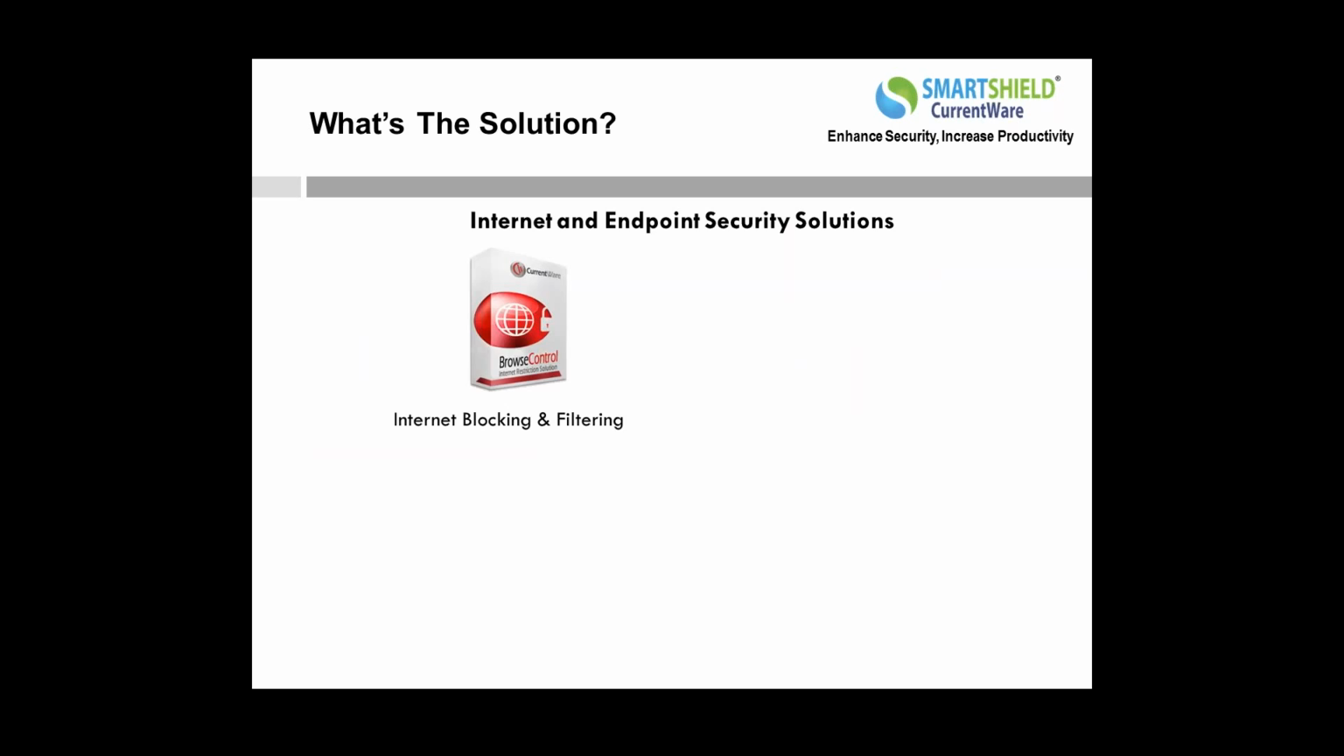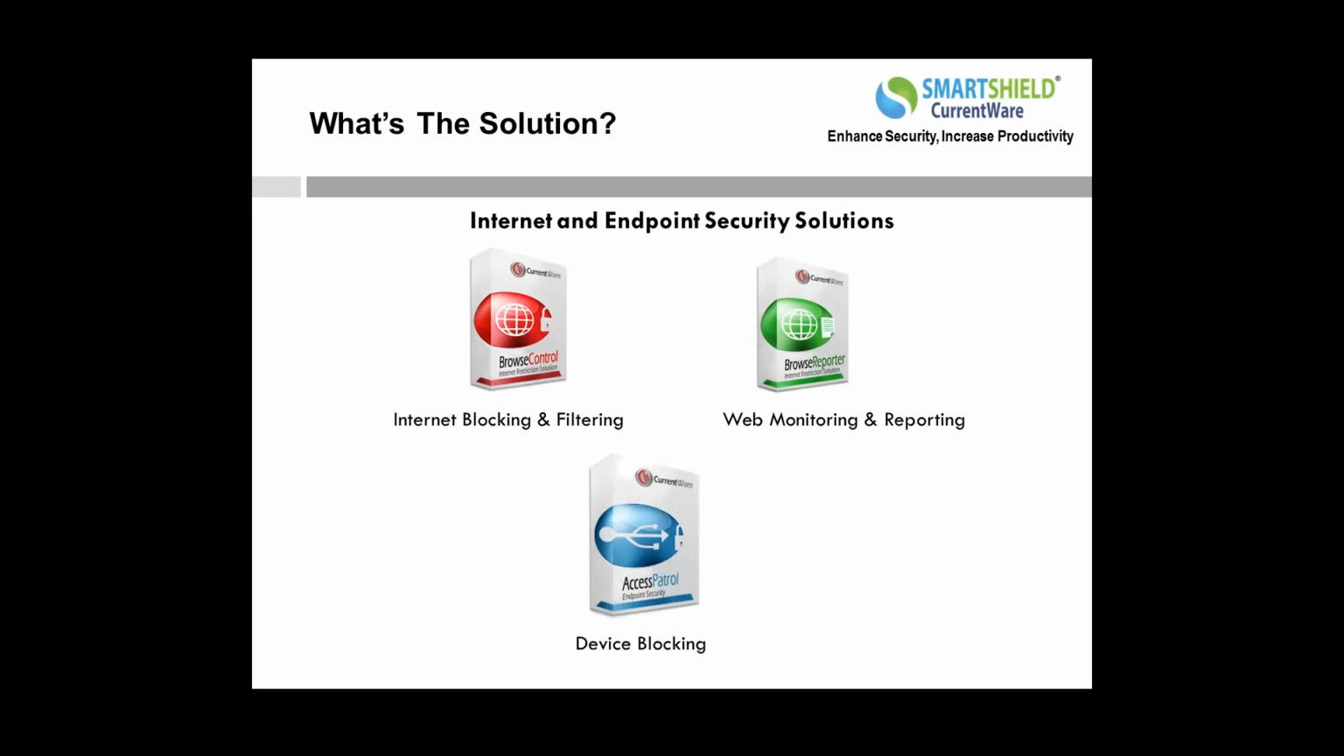So you should see my opening slide here about SmartShield CurrentWare. It's an endpoint and internet security suite of products. There are many threats that we find today on the internet: malicious software, data theft, high bandwidth usage, which is an issue for some organizations, and legal liability. And if you are in an enterprise or business environment, you're perhaps concerned about employees spending time on social networking sites when they should be working, which goes to employee productivity.